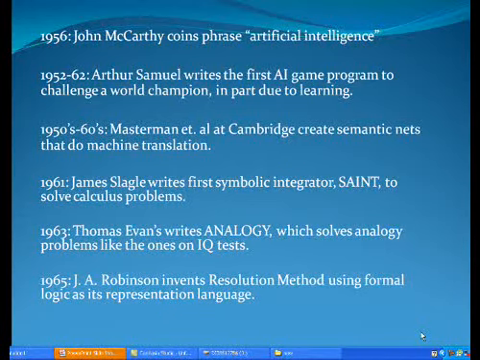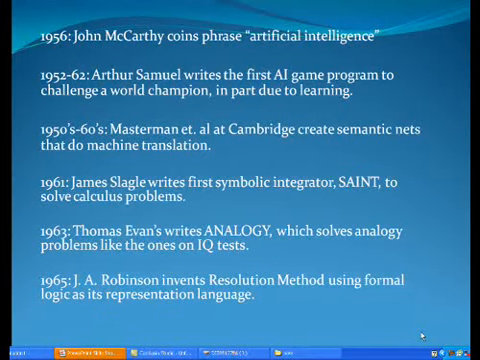1952 to 62: Arthur Samuel writes the first AI game program to challenge a world champion, in part due to learning. 1950s to 60s: Masterman at Cambridge creates semantic nets that do machine translation. 1961: James Slagle's first symbolic integrator, SAINT, solves calculus problems. 1963: Thomas Evans' ANALOGY solves analogy problems like the ones on IQ tests.